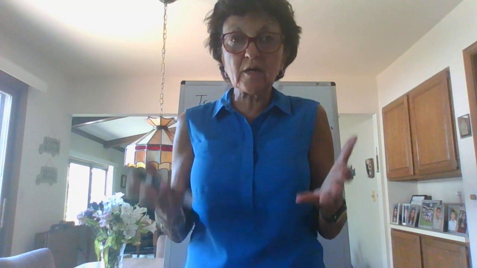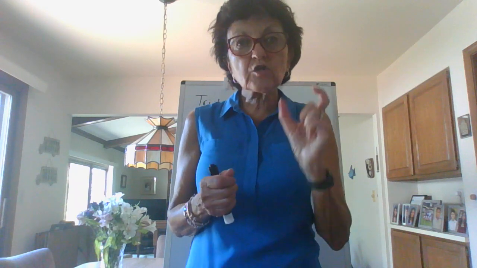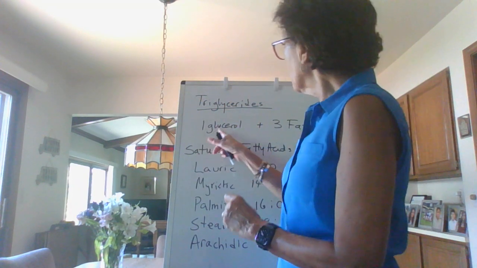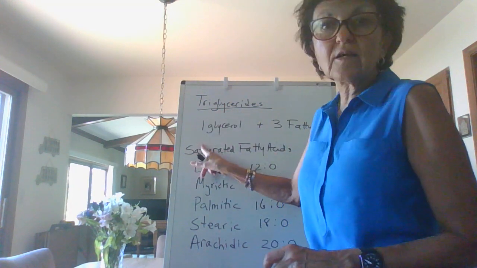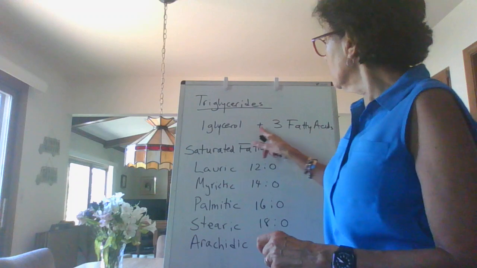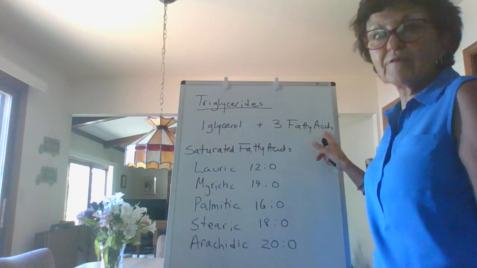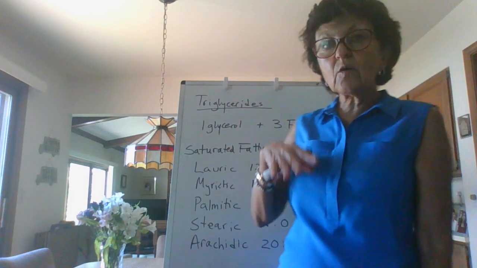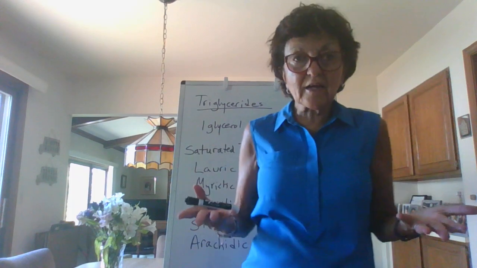So what is a triglyceride? The prefix tri means three. So what it is, it's a glycerol molecule, and we'll draw the structure of glycerol, attached to three fatty acids, okay? So what is a triglyceride? It's one glycerol molecule plus three fatty acids. So now we need to talk about, well, what is a fatty acid?